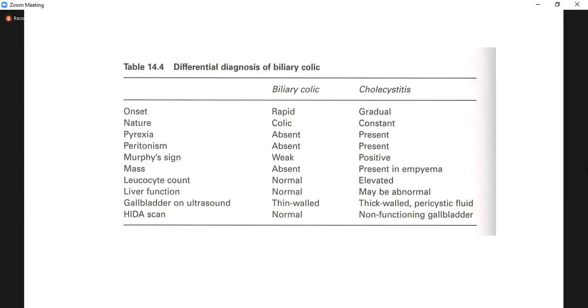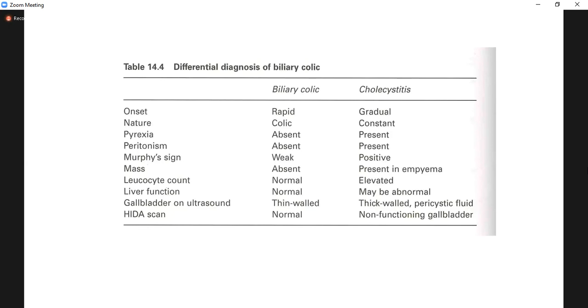Can there be a mass in biliary colic? Can there be a mass in the right hypochondrium? Most of the time, no mass, because there is no time to form a mass, since the stone quickly falls back into the gallbladder, so therefore there's no mass formation. But what about cholecystitis?